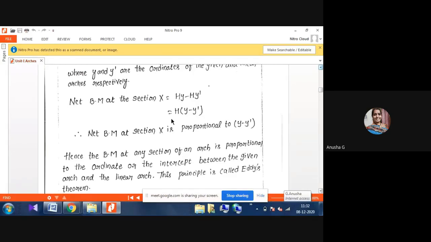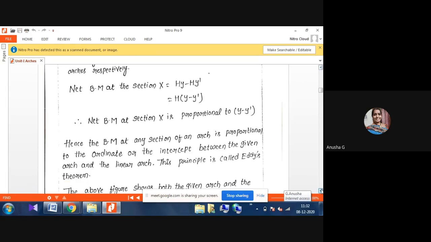According to Eddy's theorem, what we have to prove is that the moment must be equal to the horizontal reaction H multiplied by the difference between the given arch and the linear arch, Y minus Y dash. This is our principle. Next, we'll go for the three-hinged arch problem.